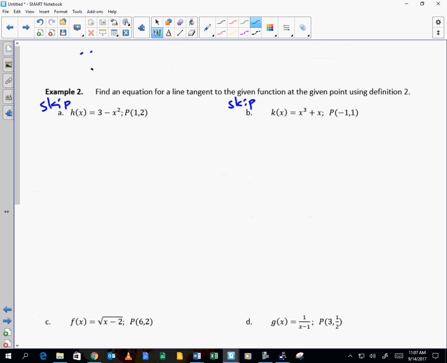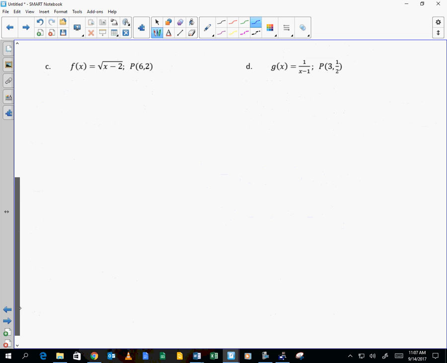Flip it over. We're going to skip A and B, and we're not going to use definition 2. I'll do that later. We will end with definition 1 still. We just have these two examples, and you'll have your worksheet.